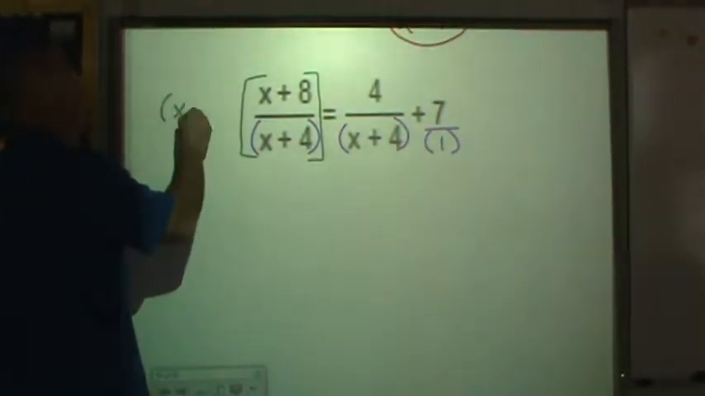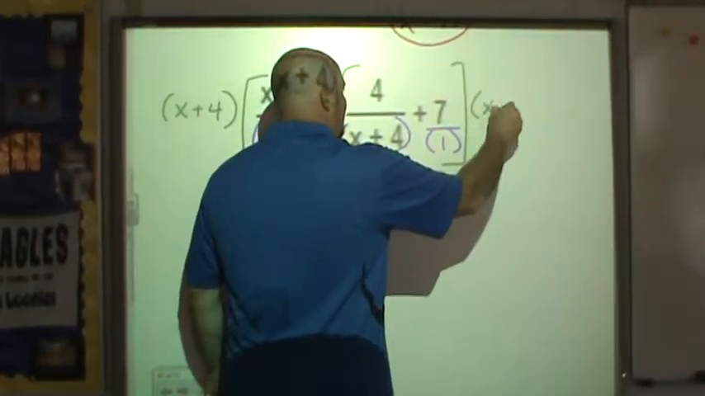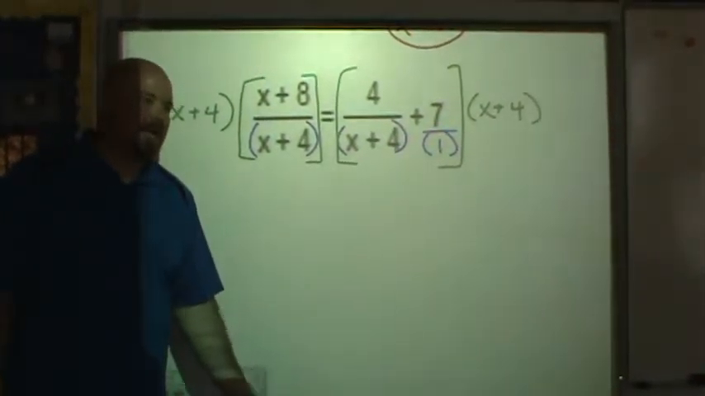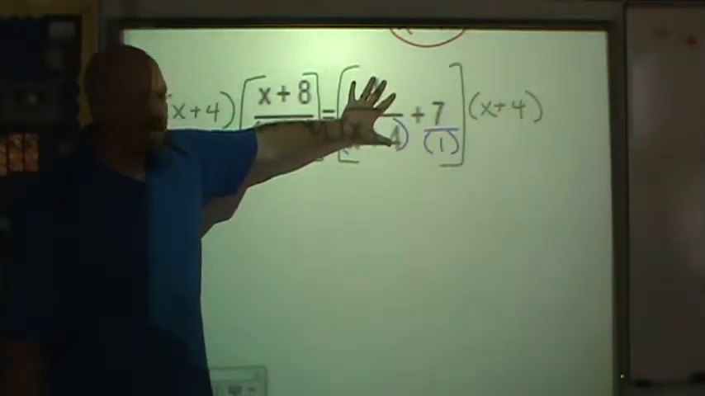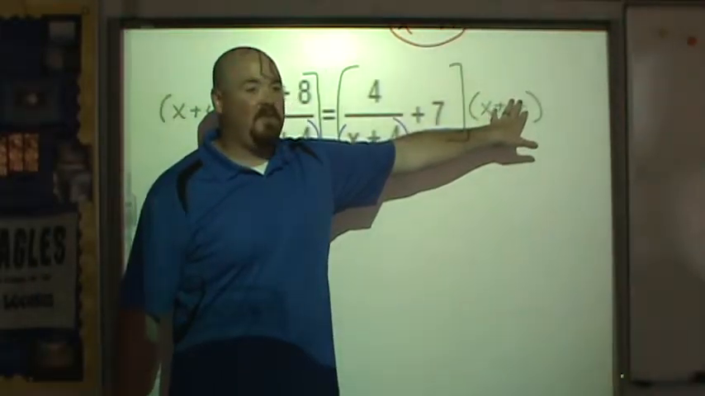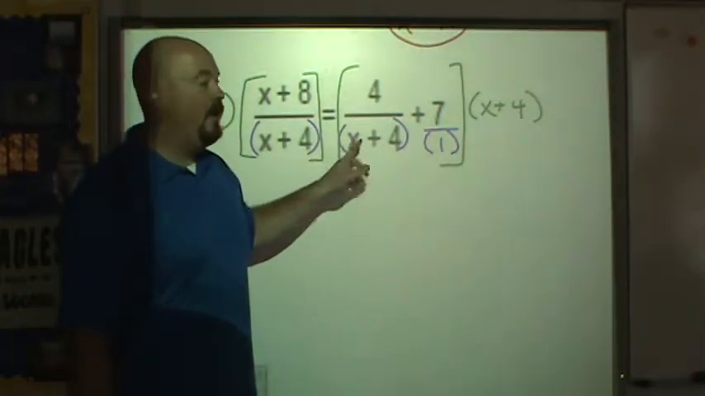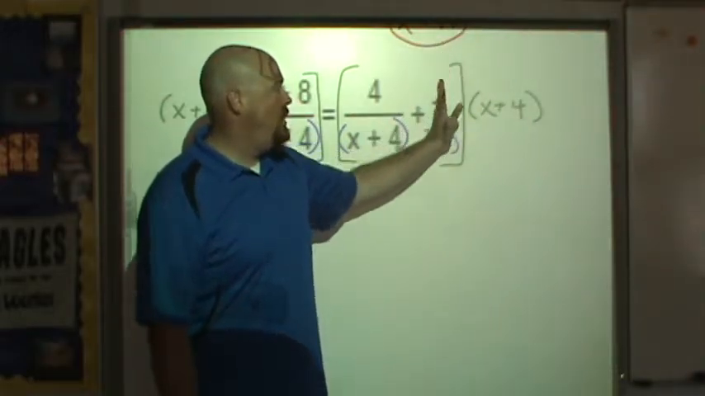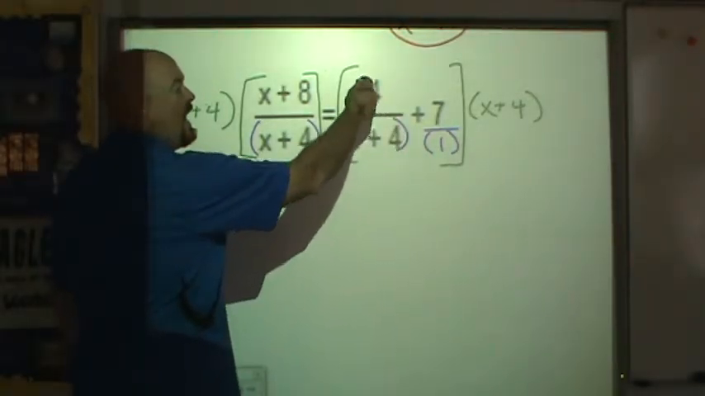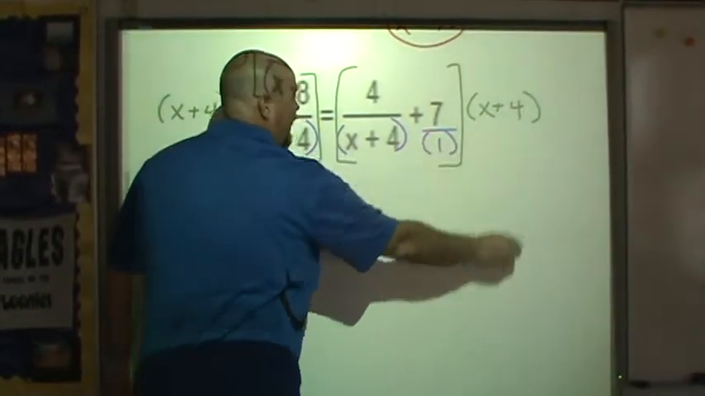So I'm taking x plus 4 and multiplying it by everything. I'm taking x plus 4 and multiplying it here. Now this is a binomial. I know it doesn't look like it, but it is. I've got one term here in this fraction, and then I've got the 7. So I'm taking x plus 4 and multiplying it times this fraction to clear the x plus 4, but I also have to multiply x plus 4 times 7. So it's not like this just goes away and I have 4 plus 7. That's not true. I have to multiply both of these terms by x plus 4.